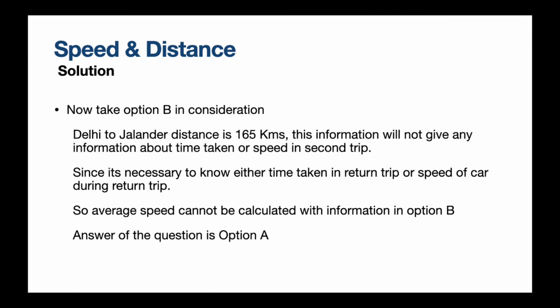Option B says that the Delhi to Jalandhar distance is 165 kilometers. Now, this information will not give me any information about the time taken or the speed in the second trip. To calculate the average speed, I need either the second trip speed or the time taken by the person in his second trip. Since both of these are unavailable, it would be impossible for me to calculate the average speed using the data given in option B.